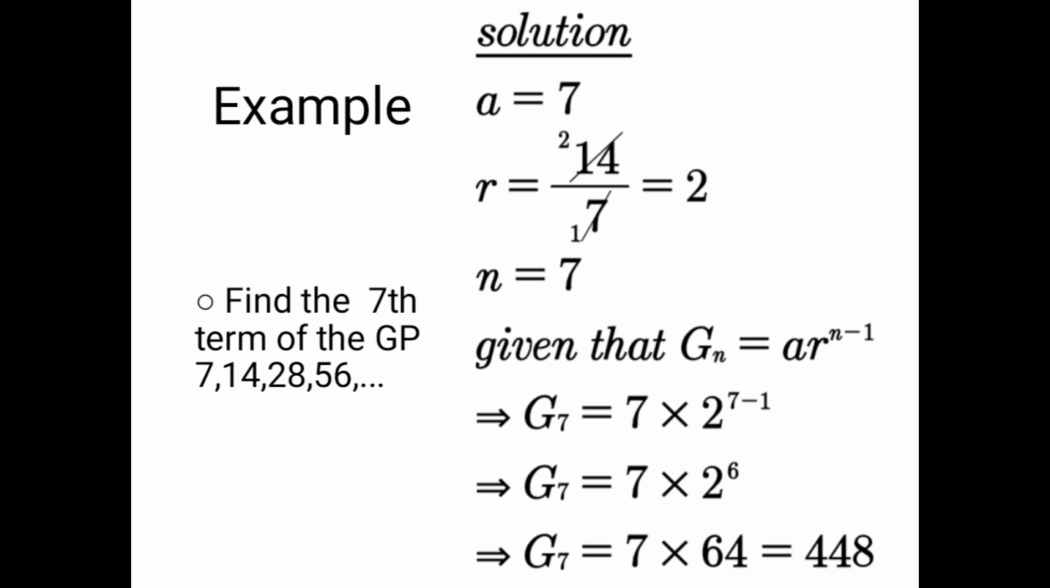And we're looking for the seventh term. So n is equal to 7. So the value of the seventh term, Gn, is equal to a r raised to the power (n minus 1). So G7 will be equal to 7 times 2 raised to the power (7 minus 1). So that's the same thing as 7 times 2 raised to the power 6. And don't forget, 2 raised to the power 6 is the same thing as 2 times 2 times 2 times 2 times 2 times 2. That is 2 in 6 places. So that's 7 times 64, which is 448.